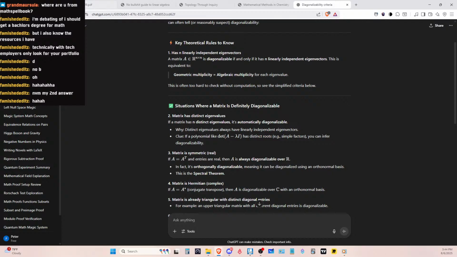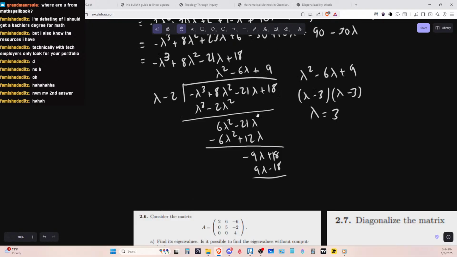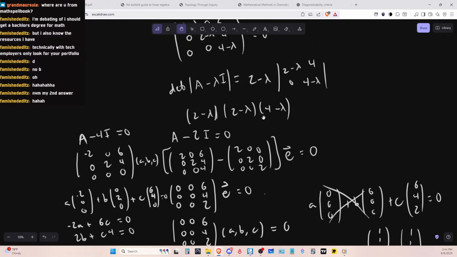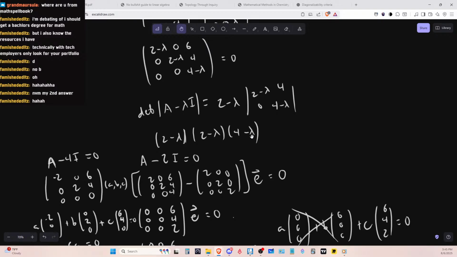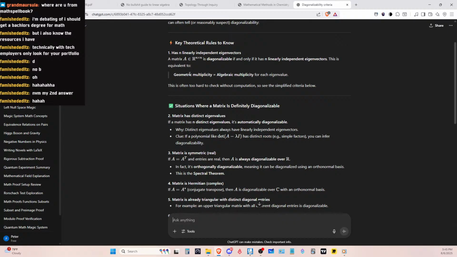So let's take a look at our example before. So right here, no, not this one, right here. So technically this would be algebraic multiplicity of 2, because technically we have like 2 answers here. We have 2 and 4. Now, according to ChatGPT, we would have to figure out what the geometric multiplicity is.